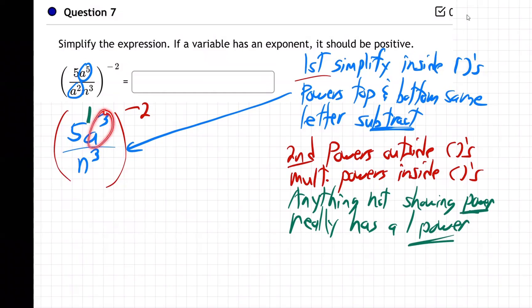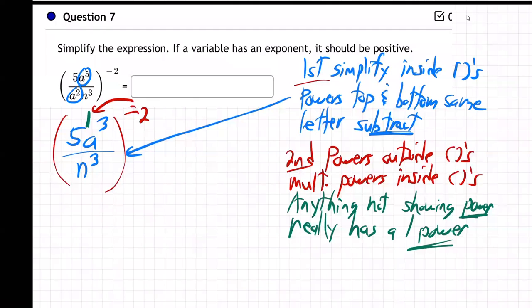Right? The A has his power third, N has his power third. The 5 wasn't showing a power, it's the 1. So every item really has a power. If it's not showing its power, it's a 1 because there's 1 of them. Right? So that -2 is going to go boom. That's important because the -2 is going to multiply that 1 and all the other powers. And so what do we get then?